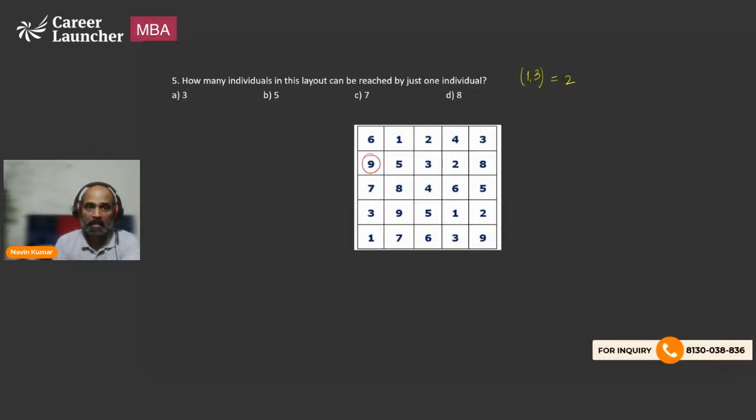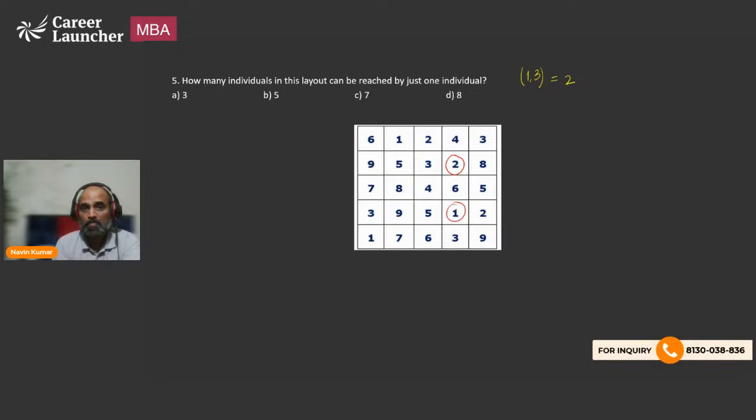Next, if you look at 9, we can clearly see that there are a lot of people who can reach him. So not 9. If you look at 5, 3 and 1, we get 2. Shouldn't check further. If you look at this 3, he can be reached by 2 guys. So we should not check further. If you look at this 2, he cannot be reached by anyone.